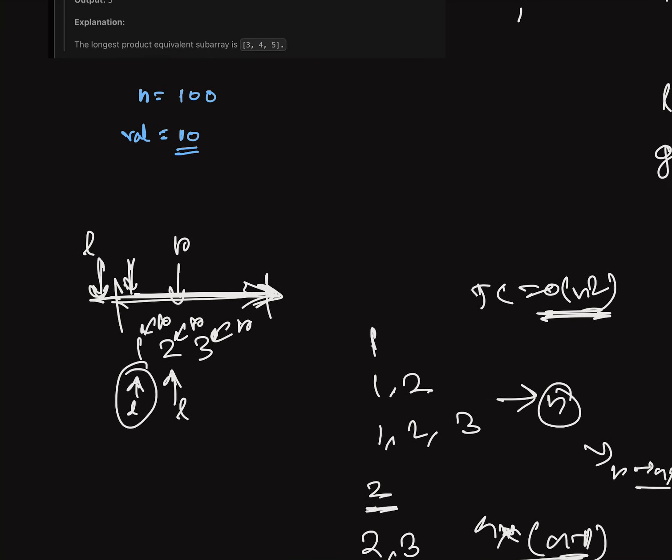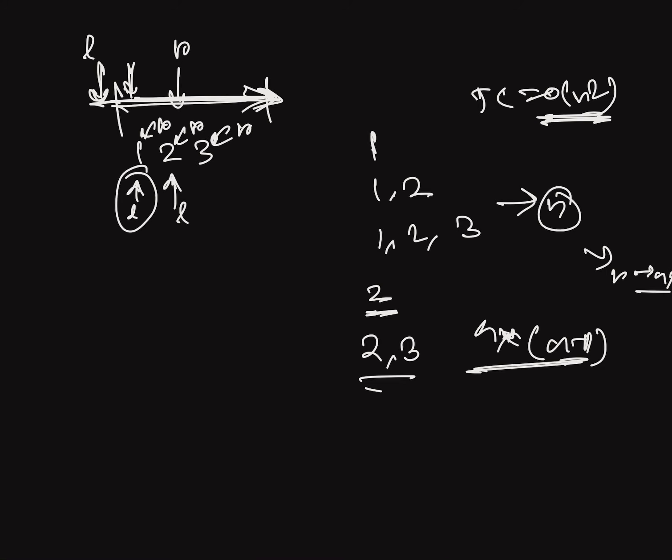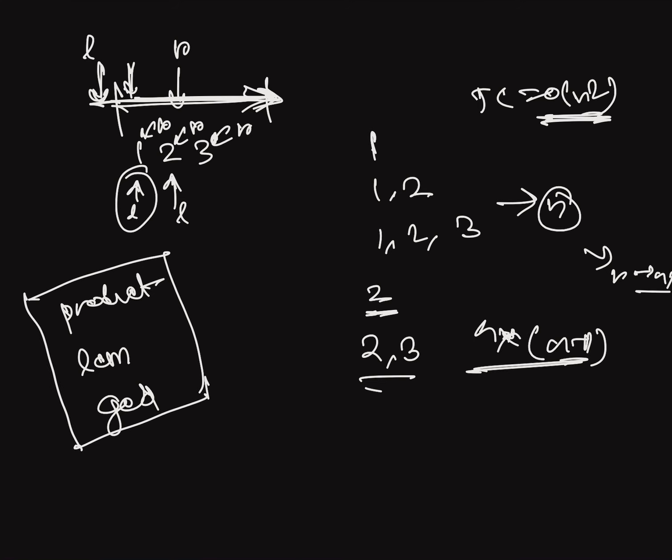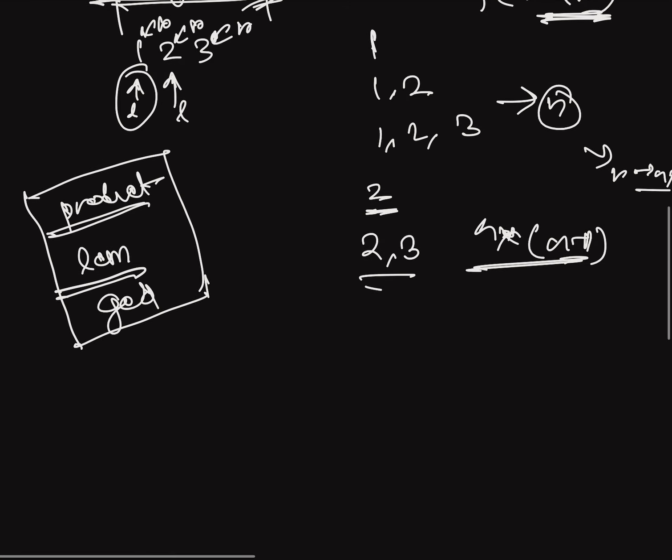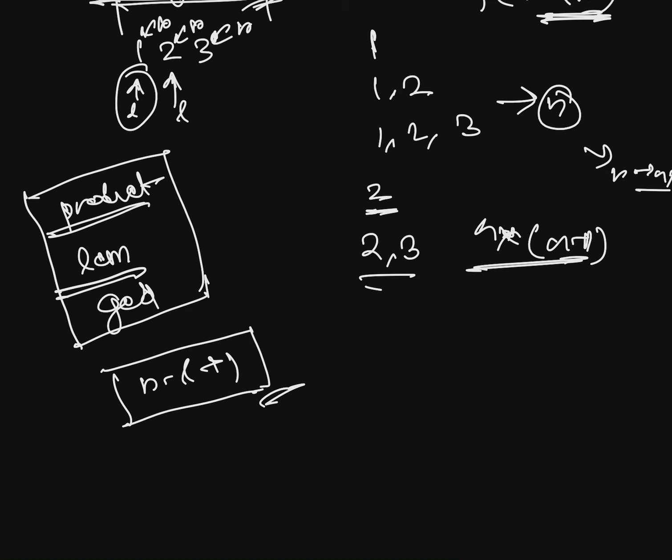Now, whenever generating the subarray, what will we do? We will take three variables: one for the product, another for the LCM, and another for the GCD. So for each subarray, we will check whether the current product is equal to the product of the LCM and the GCD. If it is equal, then I will get the length of the current subarray, which is r minus l plus 1. Then I will check it with the answer variable, and if it is greater than that, we will modify the answer variable.